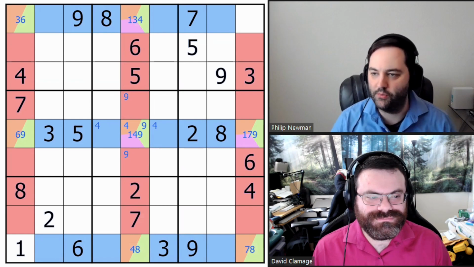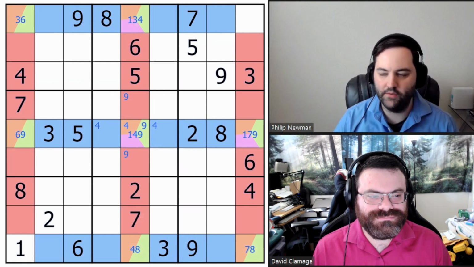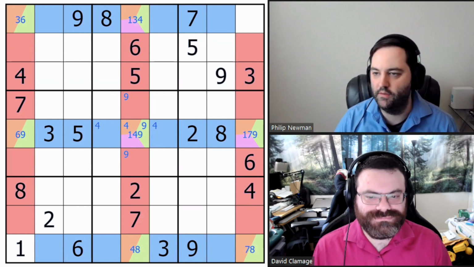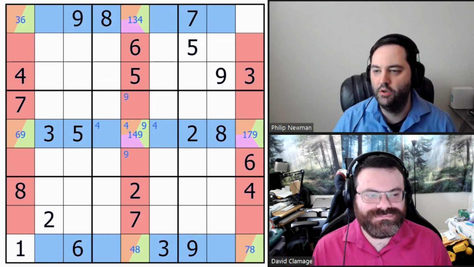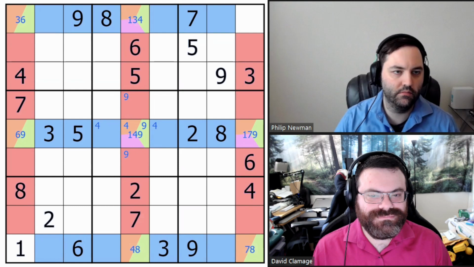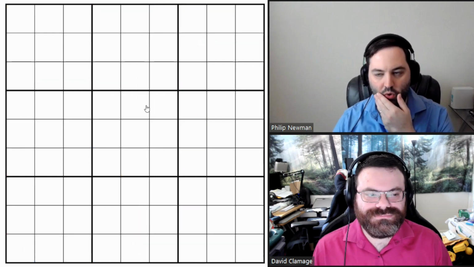That was how this was studied for a long time. People would take puzzles that had 17 givens, and they would try to modify them. They would add some givens and remove some givens, see if they could find other 17s that were different. One thing we should talk about first is, what do I mean by different?